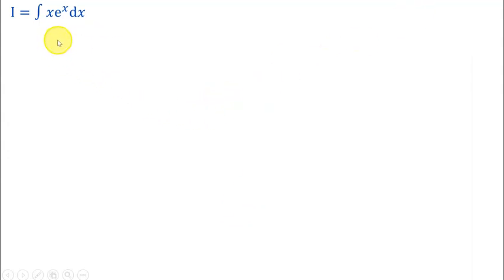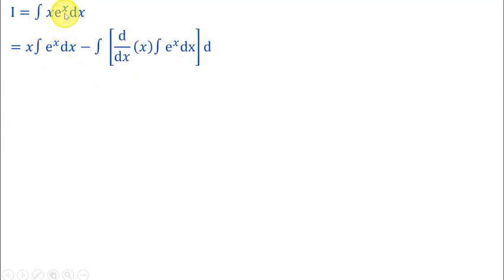Integral of x into e raised to x dx. Now here are the two functions: first is algebraic, second is exponential. If you apply the LIATE rule, what is the rule? L-I-A-T-E. The first is algebraic and the last is exponential. Therefore, our first function is algebraic and second is exponential. Therefore, first function into integral of the second minus integral of derivative of the first into integral of the second, bracket complete, into dx.